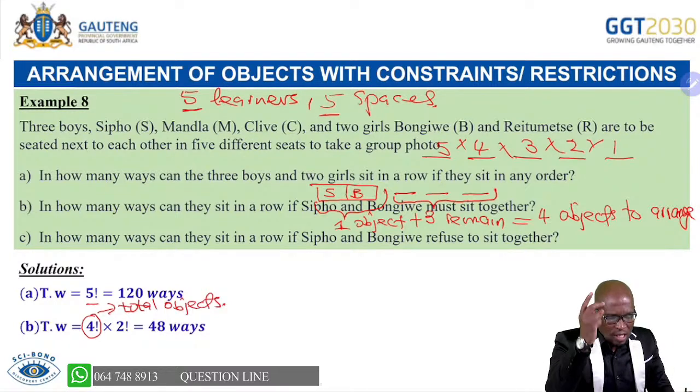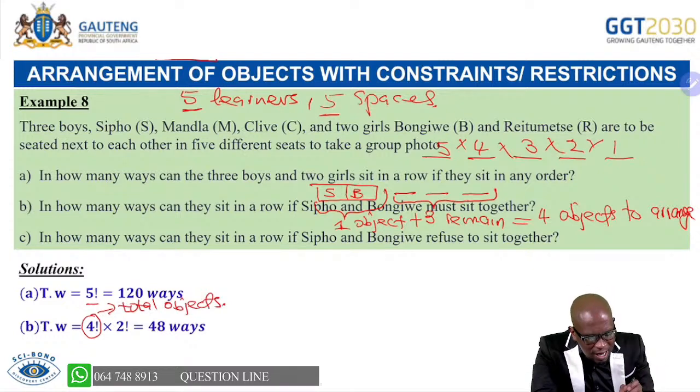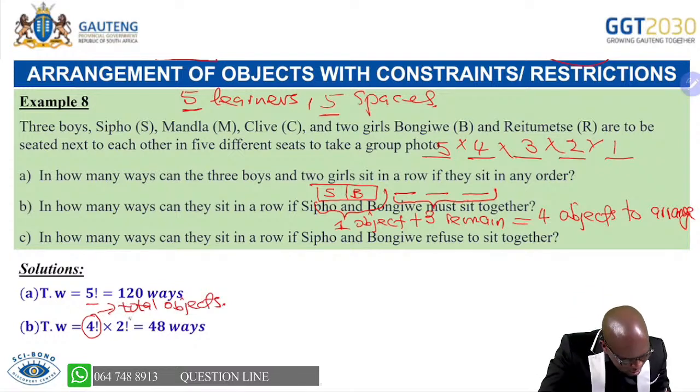However, between Sipho and Bongiwe, they can sit like this, starting with Sipho and then Bongiwe, or starting with Bongiwe and then Sipho, which means that because they are 2, 1, 2, there are 2 options for the first position and 1 option for the second position, which means they can also be arranged in 2 factorial ways. That's where this 2 factorial is coming from.